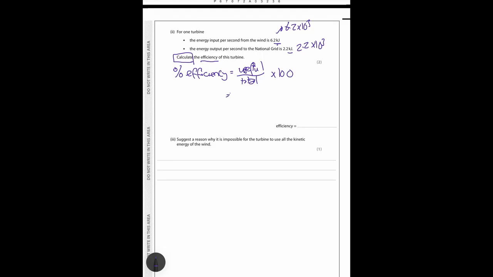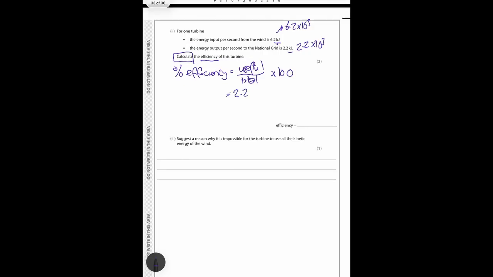So what's the useful energy? It says input and output, and I don't know which one's which. Well, I know that the one that's coming out to the national grid is going to be useful, so that's going to be 2.2 times 10 to the 3. The total energy must have been the energy that was going in, so that was 6.2 times 10 to the power of 3. And then I've said multiplied by 100% over here.